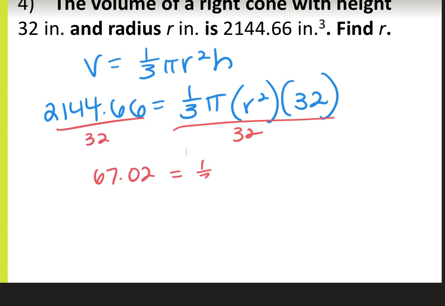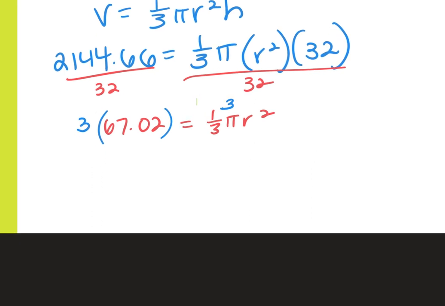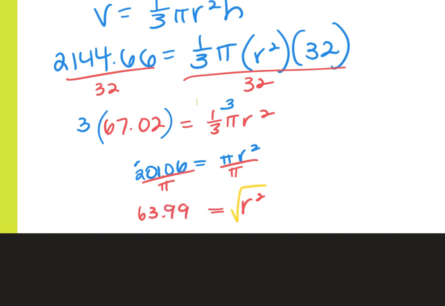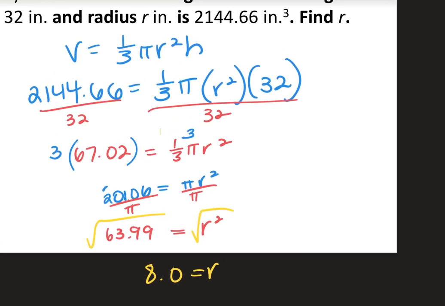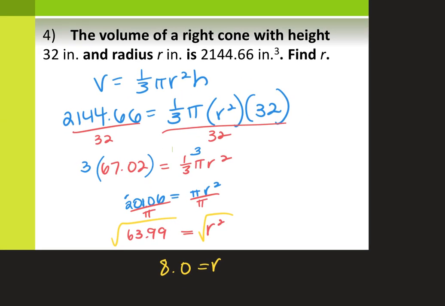67.02 would equal 1/3 pi r squared. You can multiply by 3. Pi r squared would equal 201.06. Divide by pi. R squared is 63.99. And then when you square root it, r is 8.0.